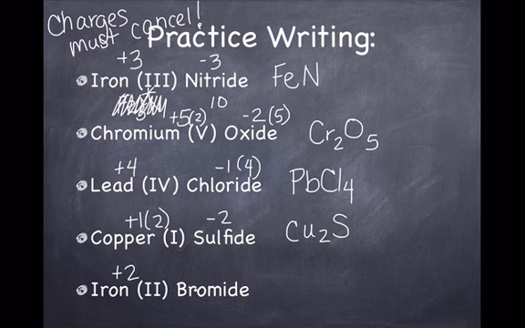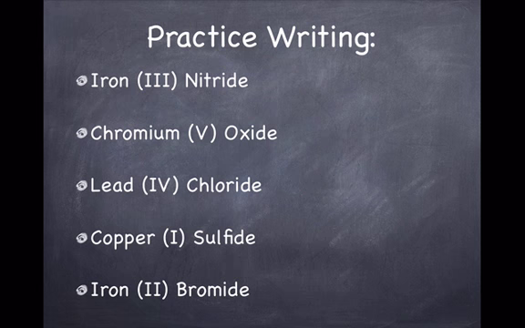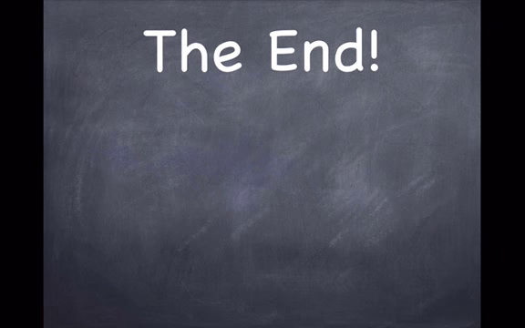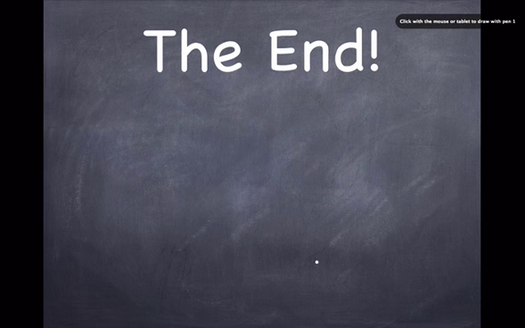Iron with a +2 charge. Bromine always has a -1. I'm going to need 2 of those to cancel out my iron. So it's FeBr2. All right, make sure that you can figure out the charges on those transition metals, and also make sure you know when you need to use the Roman numerals with your transition metals. Make sure you know what those are.